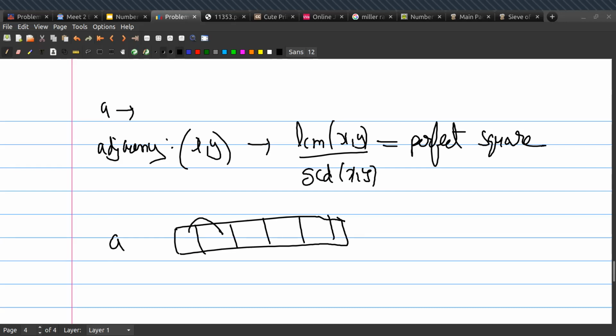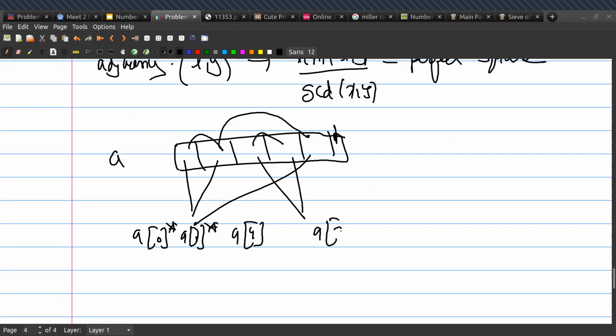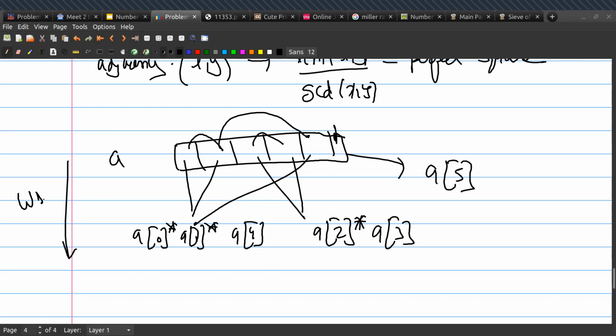So let's say this is adjacent to this, and this is adjacent to this, and these two were adjacent, and this was alone. So after a single iteration, these positions will have a value of a0 star, a1 star, a2, a4, and these positions will have the value of a2 star, a3, and this will remain a5. And the process continues again. We find the adjacent elements and update them again, and this continues till w seconds.